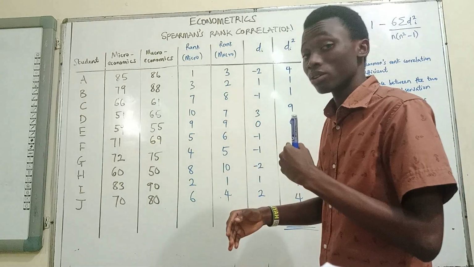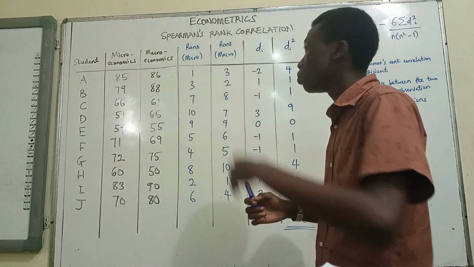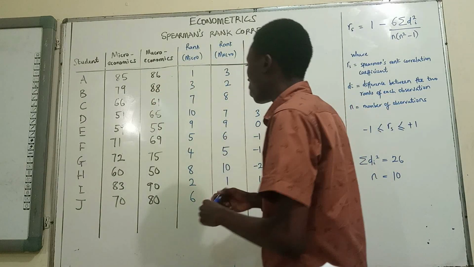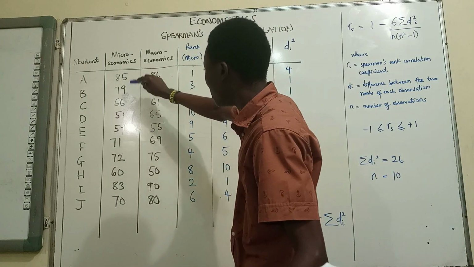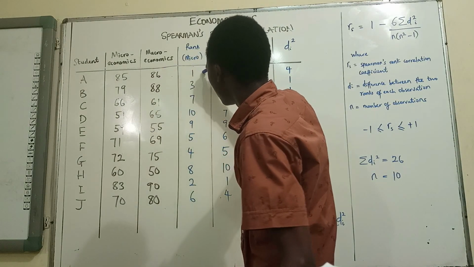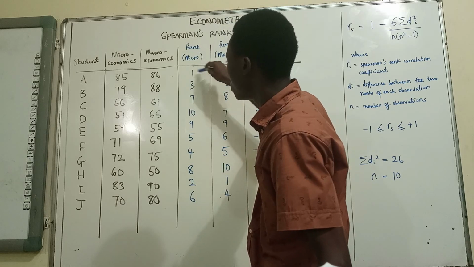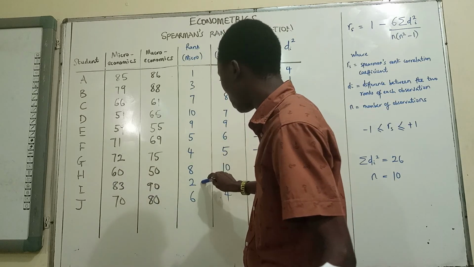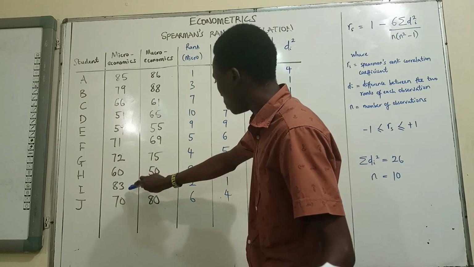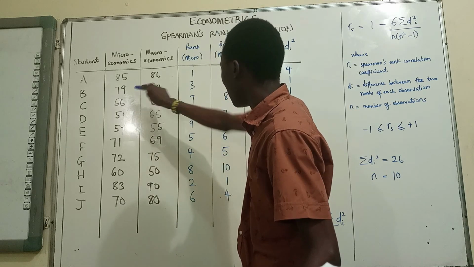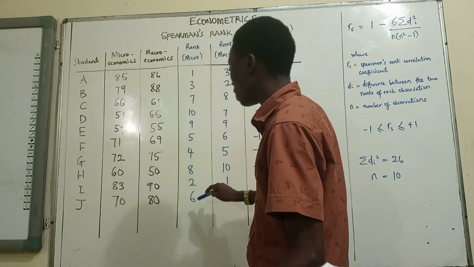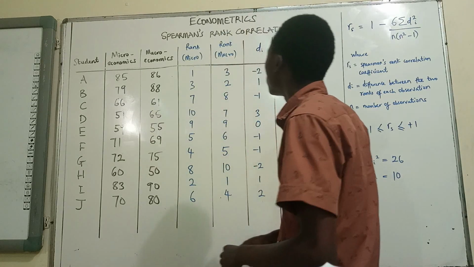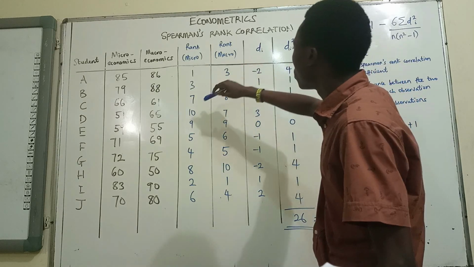I said you could rank in either ascending or descending. So the highest score takes first position if you look at it that way. If you look at the scores, the highest here is 85. So student A ranked best in microeconomics. Then next down you have 83, so student I is second. Then after 83, where is the next? Okay, 79, 3, and you rank on and on till you get to the lowest score, which is rank 10.